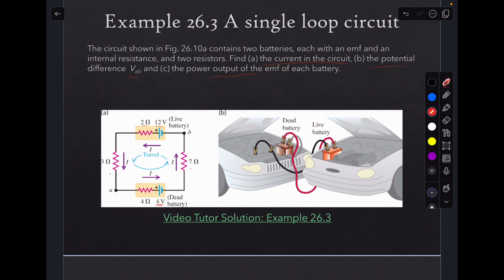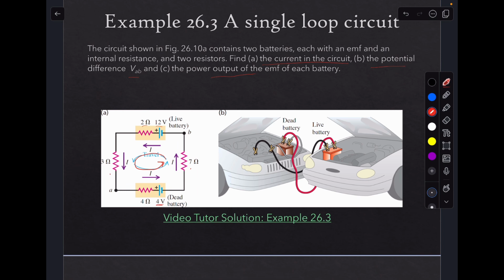So let's do that. Let's apply Kirchhoff's loop rule, since there's no junctions, right? There's no junctions here, so the junction rule isn't really going to help us. So we're going to use Kirchhoff's loop rule here. And when we apply it, we're going to choose a direction of travel. So we're going to choose this counterclockwise direction, okay?